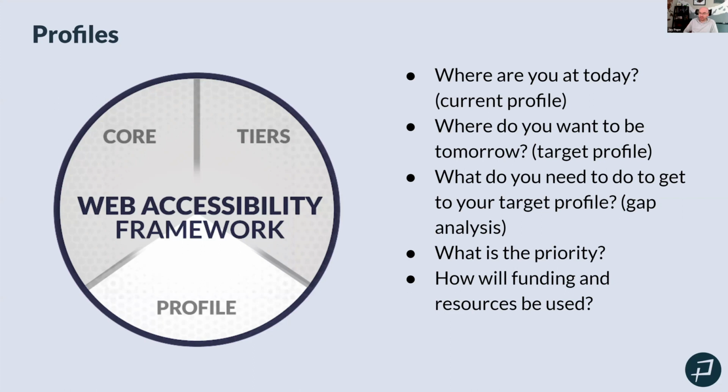Because if everything's high priority, then nothing's high priority. So you need a little prioritization. And then, yeah, that final one is how will funding and resources be used? And then, do we need additional funding and resources?